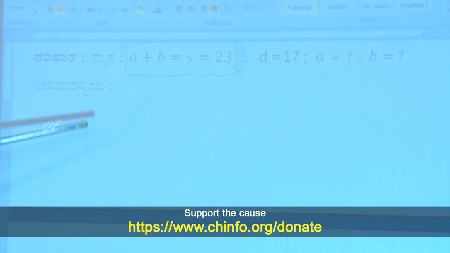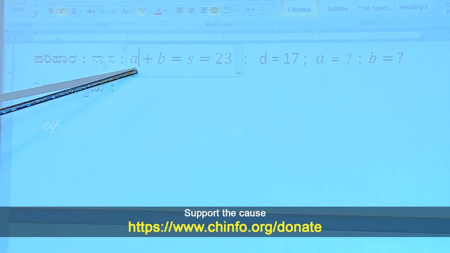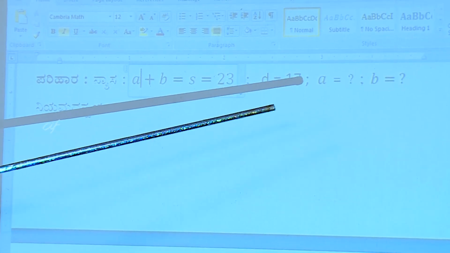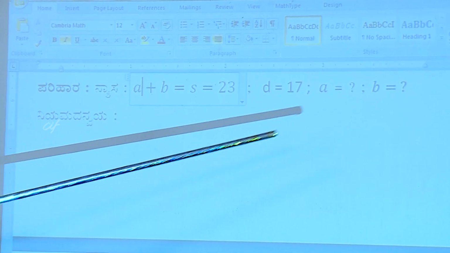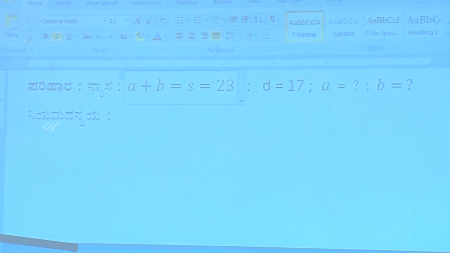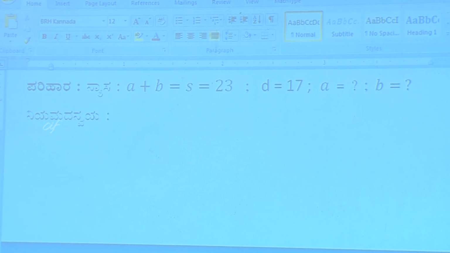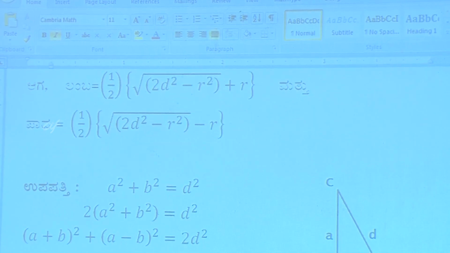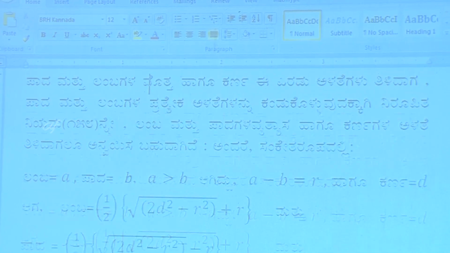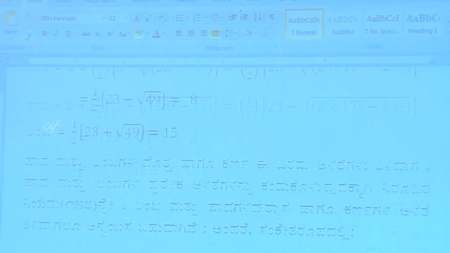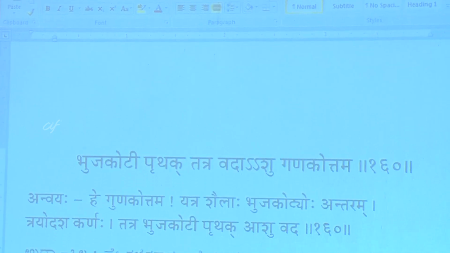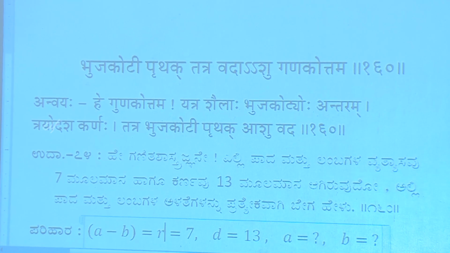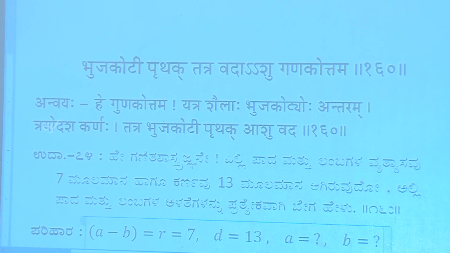That is given. So what is given? A plus B is equal to S is equal to 23. D is equal to 17. We have to find A and B. That is homework. Next. Which ones? 160. Then 160 first.